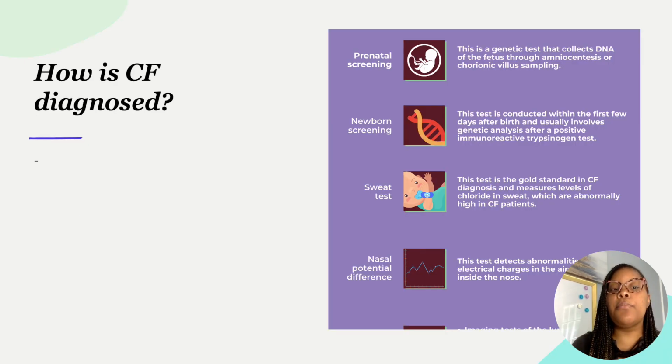So how is cystic fibrosis diagnosed? There are four tests, but the one that we're going to focus on is our sweat test. This test is the gold standard in CF diagnosis and measures the level of chloride in your sweat, which is abnormally high in this patient population. Later on, we're going to talk about sweat and how that works in the patient, and why this test will be abnormal for this patient. I just don't want to get ahead of myself, but that is how it's diagnosed, with one of these four tests. All right, so let's go on to the next.